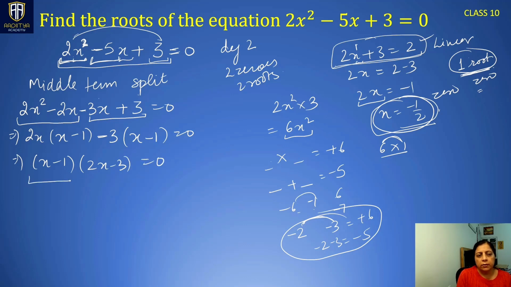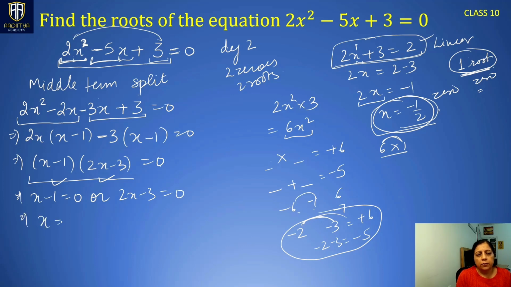So this is the factorization of the expression in this equation. Since the RHS of this equation is 0, that means the product of these two factors is equal to 0. Now what can we conclude from it? If the product of two numbers is 0, that means either x minus 1 is equal to 0 or 2x minus 3 is equal to 0.